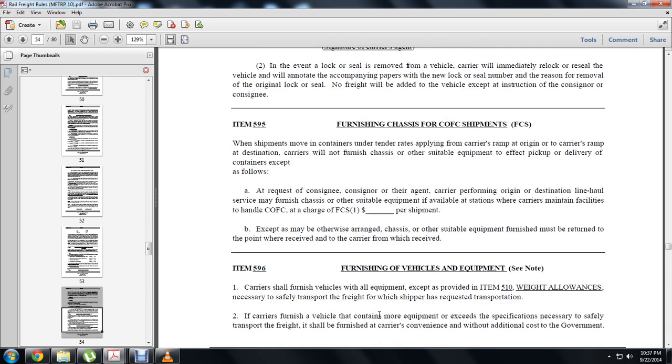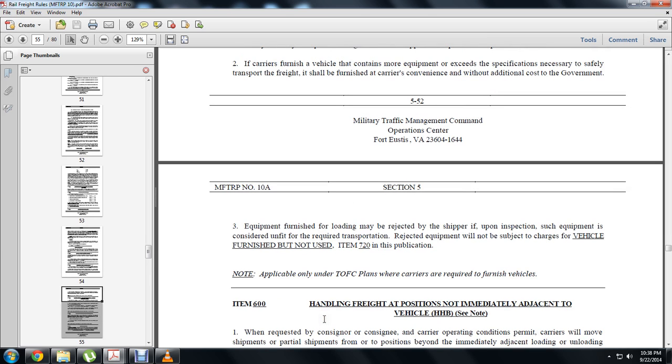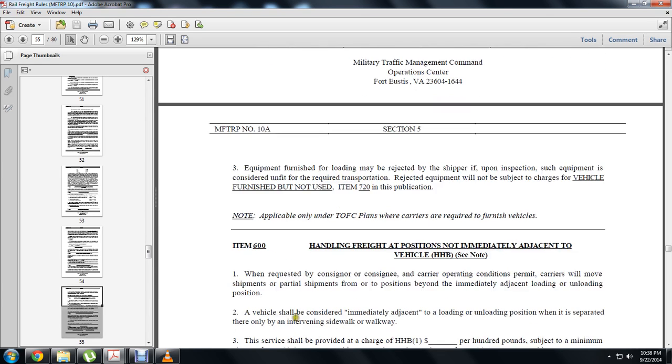The carrier has received the furnishing of the vehicle's equipment seen to the note of the carrier, and the furnishing of the vehicle is equipped except for the added item. The 510 weighted allowance is necessary to safely transport the freight with the shipper as requested transportation. If the carrier furnishes a container or equipment exceeding the specification necessary to safely transport the freight, it shall be furnished at the carrier's convenience without additional cost to the government. The equipment furnished and loading may be rejected by the shipper if, upon inspection, such equipment is considered unsuitable for the required transportation. Rejected equipment is not to be used as the vehicle furnished. Item 720 of the publication.